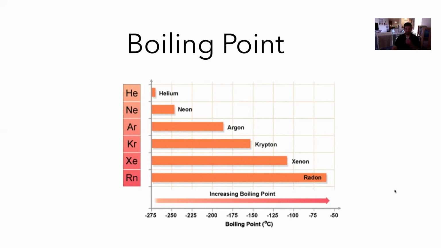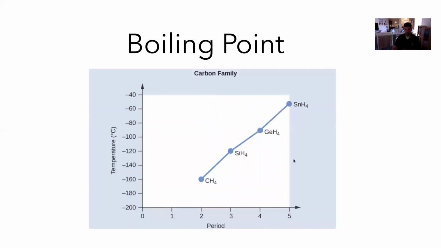All right, now that is for the noble gases. That would be the same trend if we were looking at diatomic molecules. Now, what about boiling points of molecules? All right, so here we have the carbon family. So CH4, then SiH4, then GeH4, and then SnH4. They're all going to have that tetrahedral shape. All right, carbon, silicon, germanium, and tin.